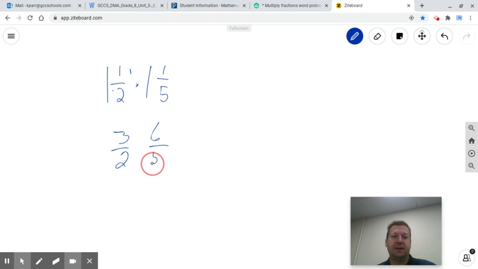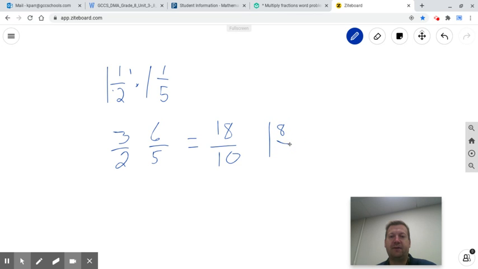Then I just multiply this straight across the top. 3 times 6 gives me 18. The bottom gives me 10. So I get 18/10. Now, I can see that that can reduce in 2 different ways. One, it's an improper fraction. There's a bigger number on top than on the bottom. So I need to divide 10 into 18. It goes in one whole time with a remainder of 8/10.